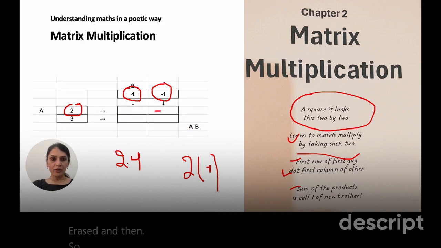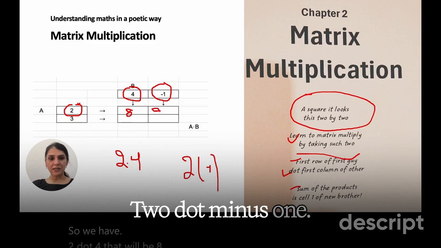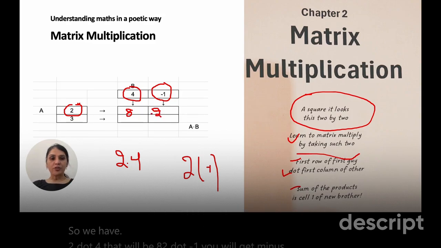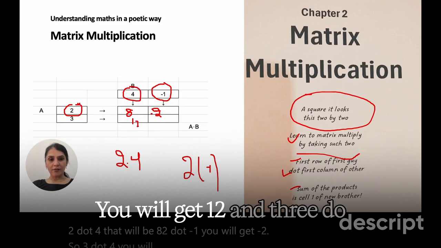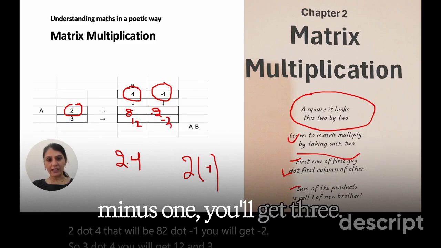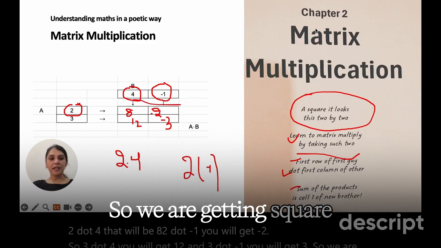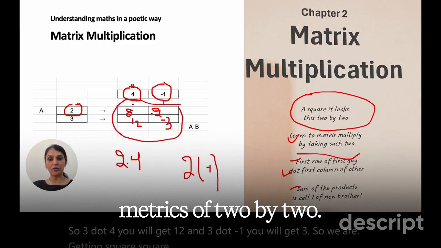So we have 2 dot 4, that will be 8. 2 dot minus 1, you will get minus 2. So 3 dot 4, you will get 12. And 3 dot minus 1, you will get minus 3. So we are getting a square matrix of 2 by 2.